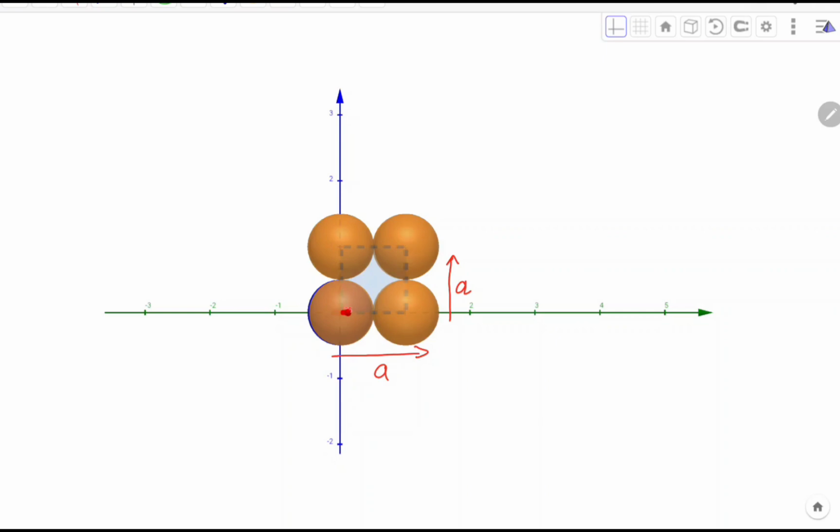An example of a simple cubic crystal is polonium. In polonium, as a special case here, A is equal to 3.34 angstrom. This is the lattice parameter for polonium.